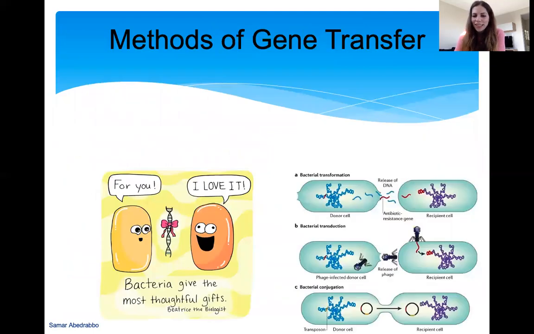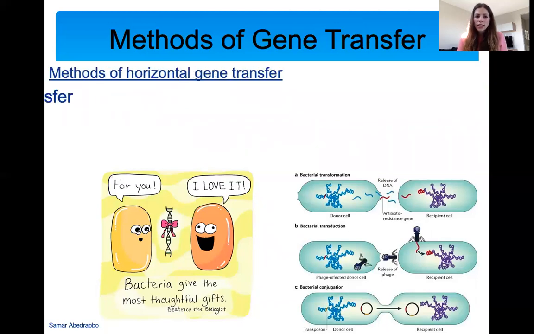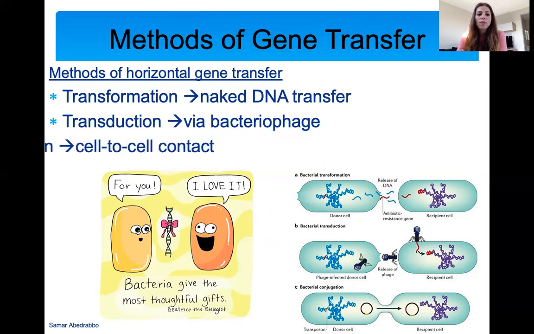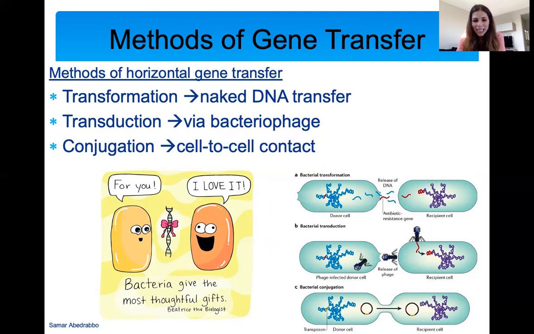Methods of gene transfer. So now we're going to talk about how bacteria are actually able to do horizontal gene transfer. How do you transfer genes from one species of bacteria to another species of bacteria? There are 3 different methods of gene transfer. Bacteria can transfer genes between each other through transformation, transduction, or conjugation. And we're going to talk about each one of these.